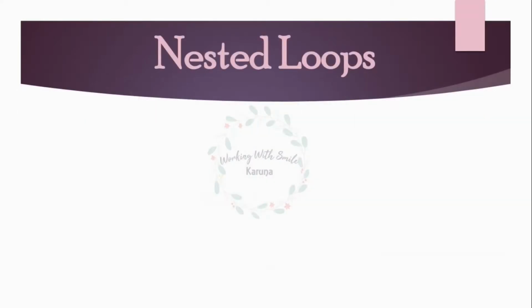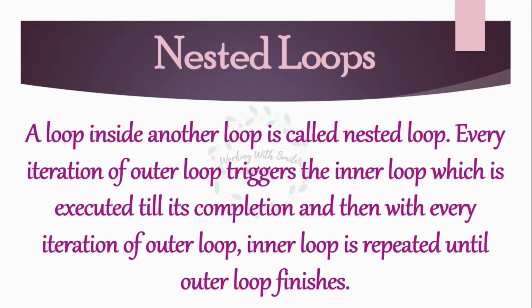A nested loop, in simple words, is a loop inside another loop. Every iteration of the outer loop triggers the inner loop, which is executed till its completion, and then with every iteration of the outer loop, inner loop is repeated until the outer loop finishes all its iterations.